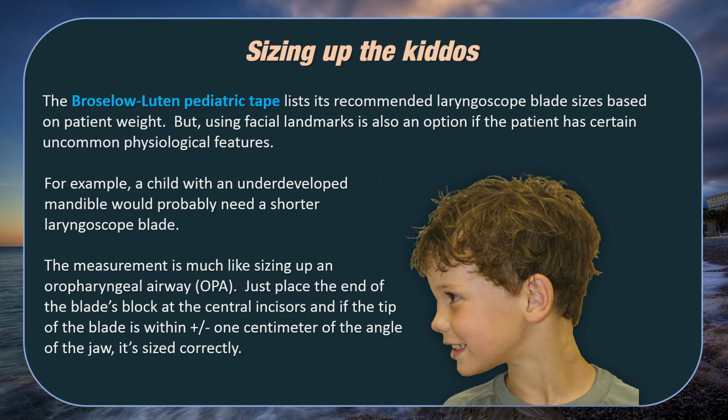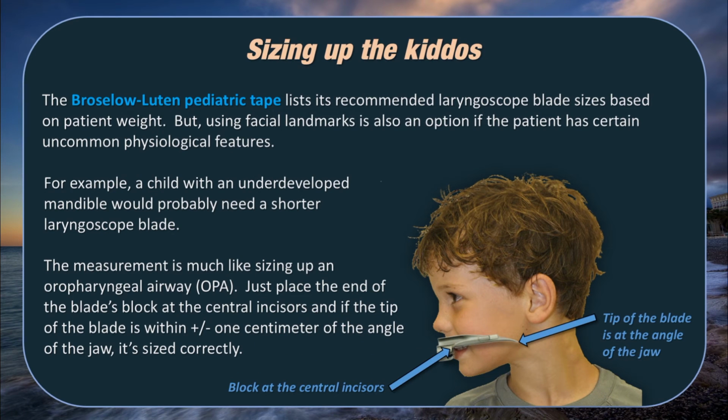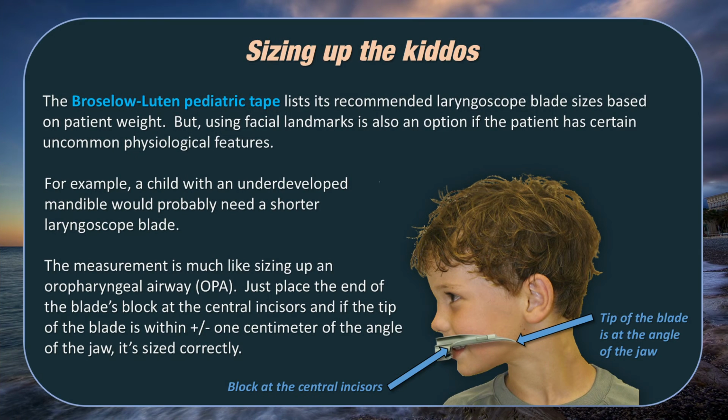One of the things we can look at, though, is we can kind of size up our blade. If we put the flange of the blade at where the central incisor should be, it should go to about the angle of the jaw, just below the ear. That would tell me that blade is going to be a proper size for that patient and would be able to get that job accomplished. It'd be just like measuring an OPA, no different with our blade size selection.